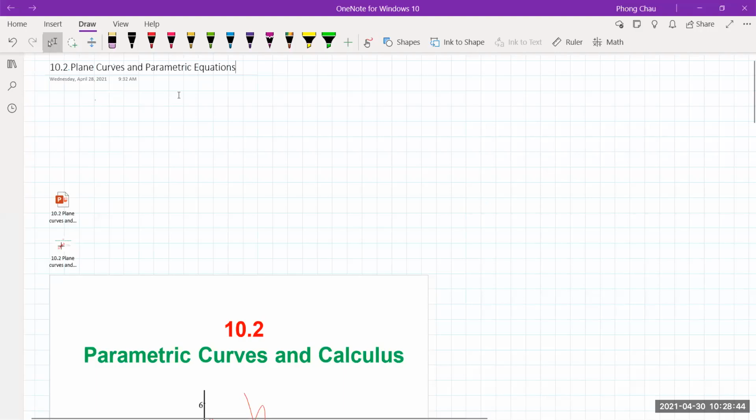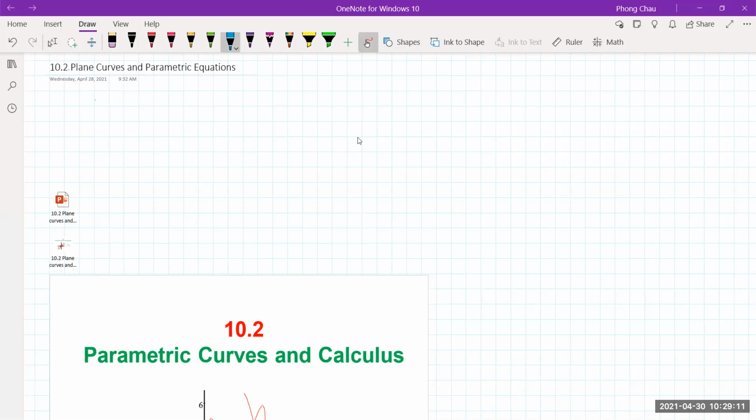All right, this is session 10.2, plane curves and parametric equations. Now we're gonna switch to a completely different view of how we describe a graph using a formula.